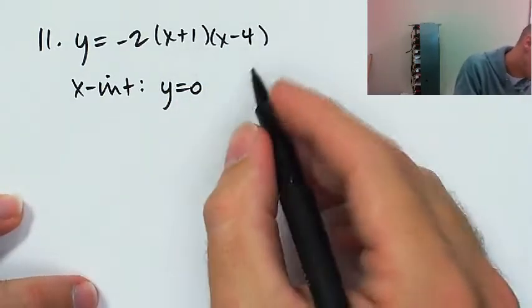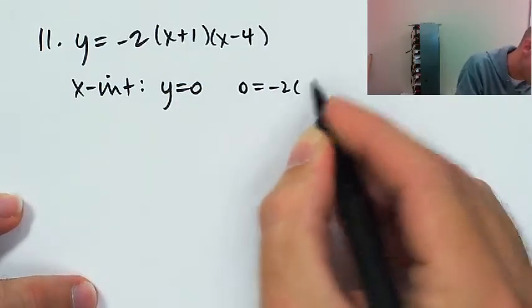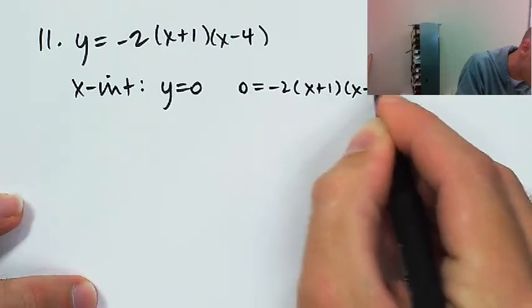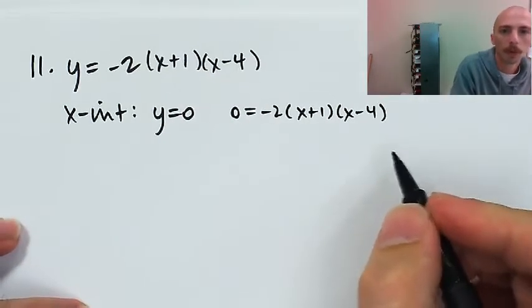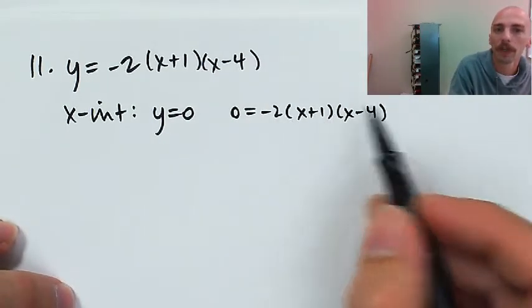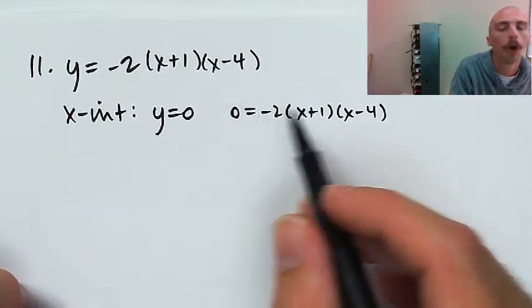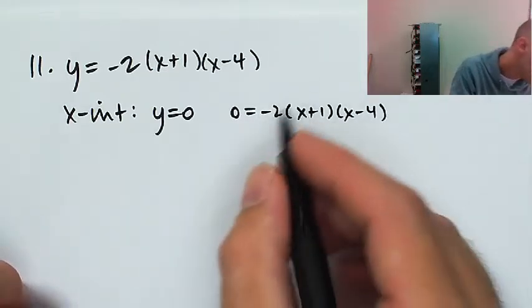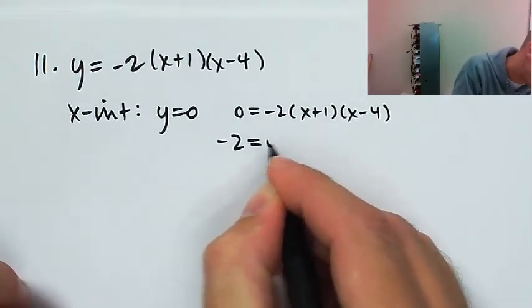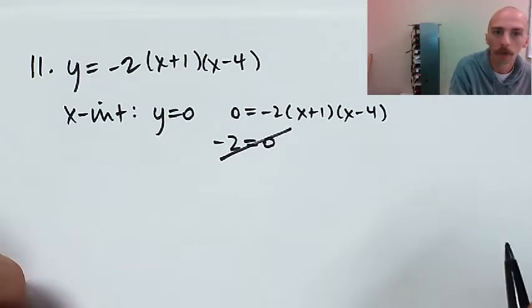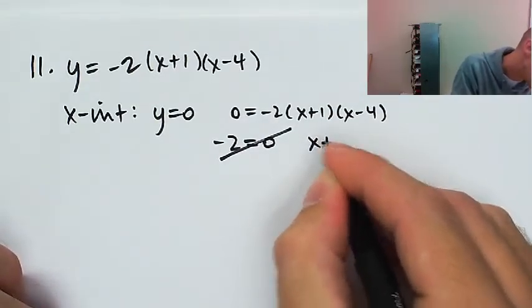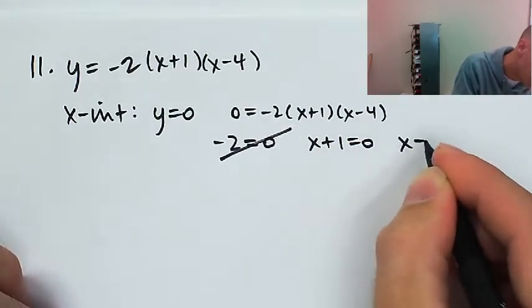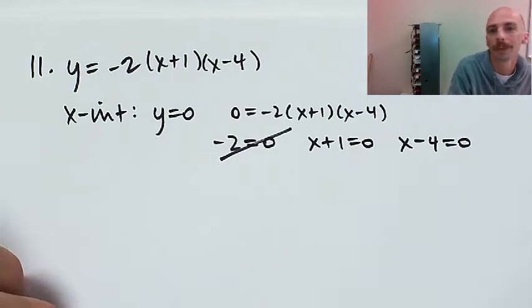Okay, well, that'll be 0 equaling negative 2 times x plus 1 times x minus 4. We're going to apply the zero product property. If these 3 things multiply together to equal 0, one of them has to be equal to 0. So it's either the case that negative 2 is equal to 0, which does not sound likely to me, x plus 1 might equal 0, or maybe x minus 4 is equal to 0. One of these has to be true.